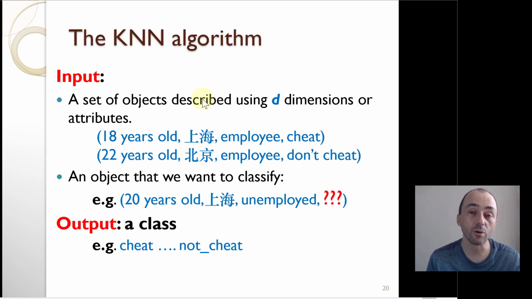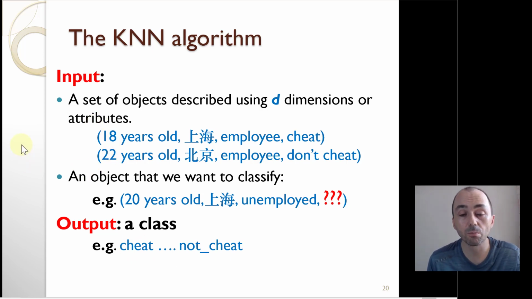So the KNN algorithm, if you want to see how it works in more detail, the input is a set of objects that are described using d dimensions or attributes. So here we have someone 18 years old from Shanghai, an employee, who will cheat. Another person 22 years old from Beijing, an employee, who doesn't cheat. And then we have some new object we want to classify. We don't know if he will cheat or not. Then the output will be a class: the person is cheating or not cheating. Okay, so this is the input and output.